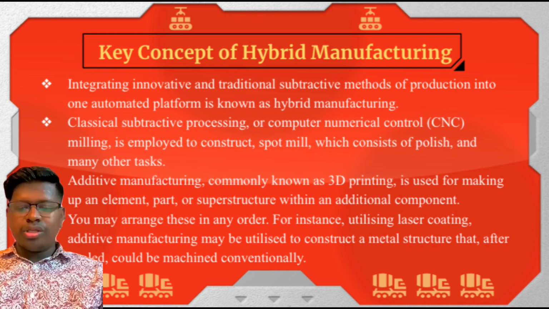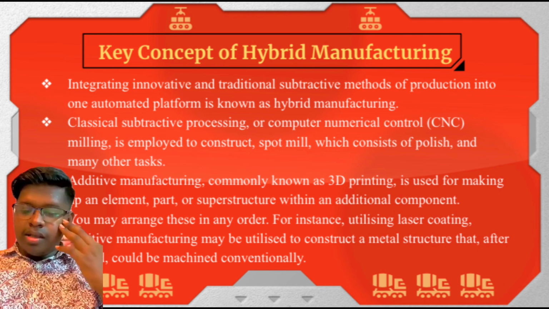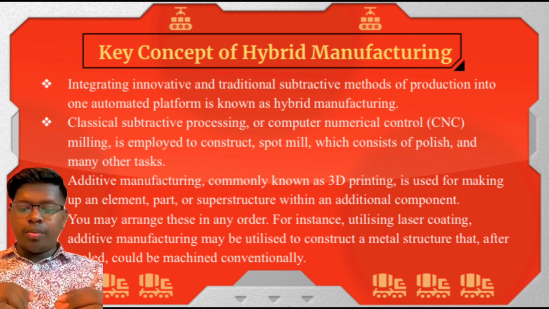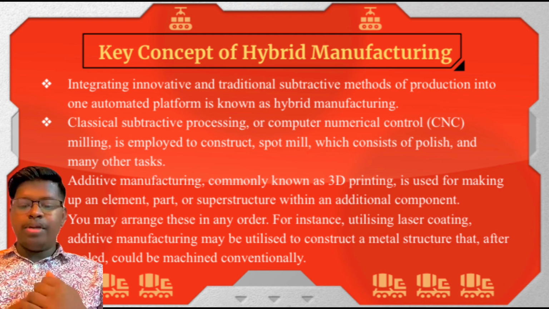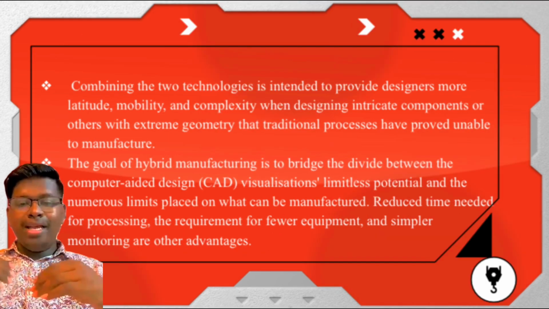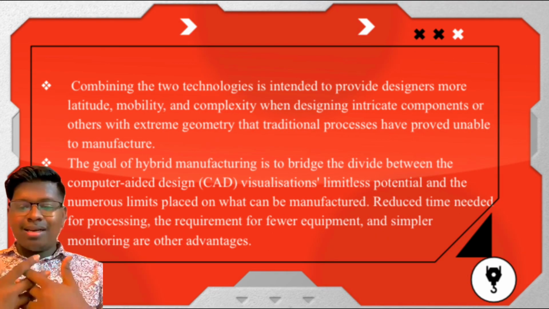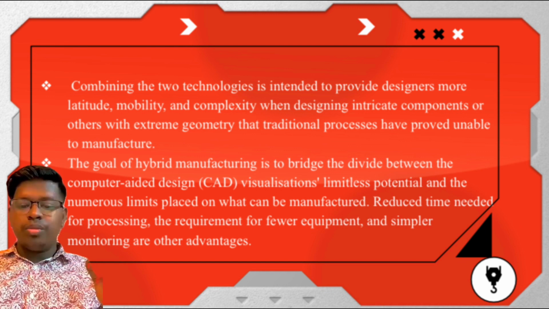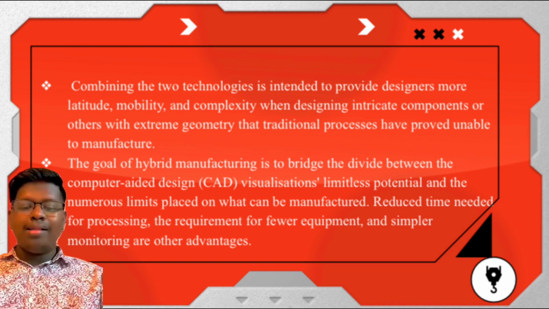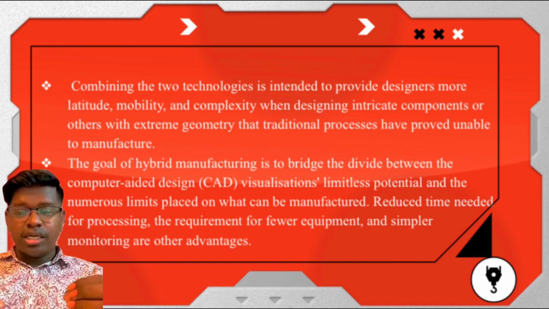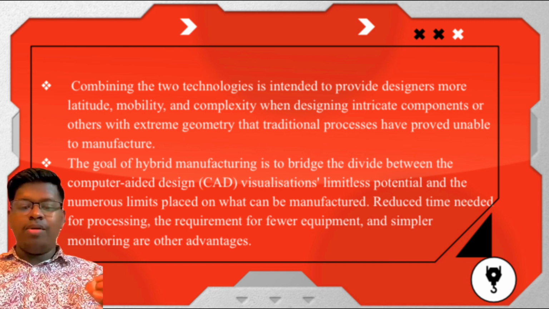For instance, utilizing laser cladding, additive manufacturing may be utilized to construct a metal structure that, after cooling, could be machined conventionally. Combining the two technologies instead provides designers more latitude, mobility, and complexity when designing intricate components or others with extreme geometry that traditional processes have proved unable to manufacture.